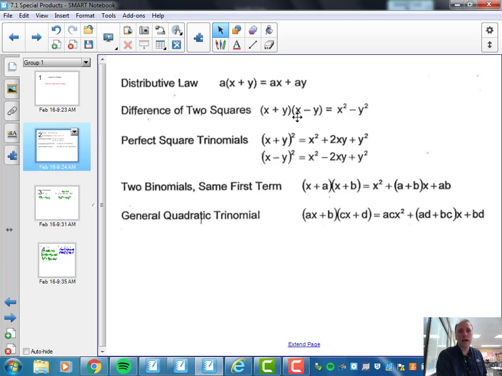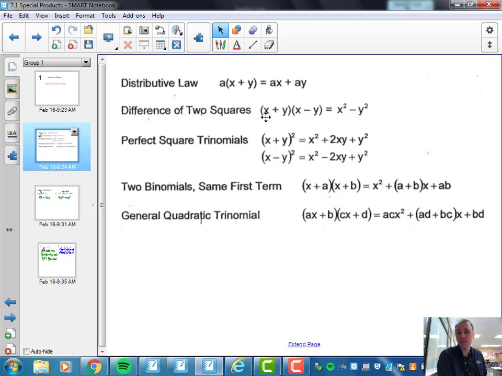When you're multiplying a difference of two squares, you're multiplying two numbers where the components of these two numbers are the same. I've got x and x, y and y, but the sign is different. I'm adding in one and subtracting in the other. The result of this product is a difference of two squares. I'm going to have x squared minus y squared.